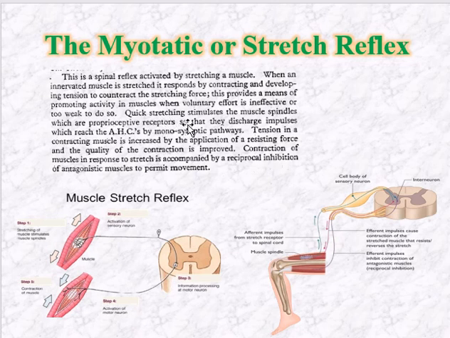Basically, quick stretching stimulates the muscle spindles, which are perceptive receptors, so that they discharge impulses that reach the anterior horn cells by monosynaptic pathways. Tension in the contracting muscles is increased by the application of resisting force, and we can say the quality of the contraction is improved. The contraction of the muscle in response to stretch is accompanied by reciprocal inhibition of the antagonistic muscles to permit movement.